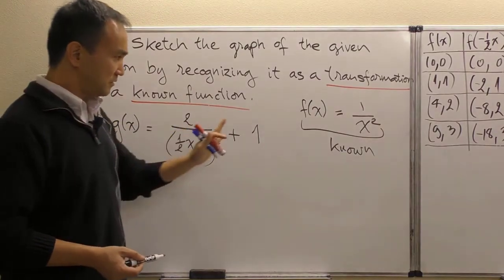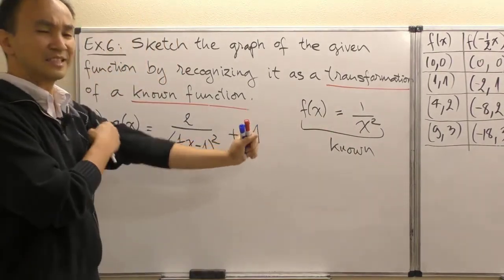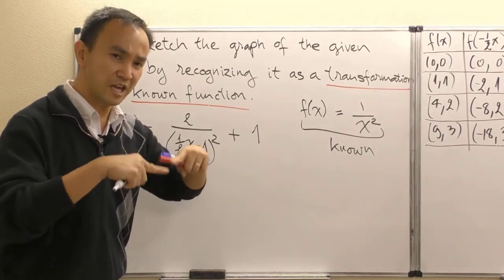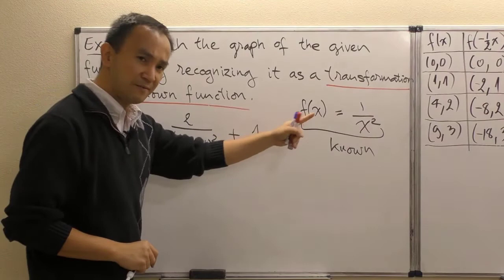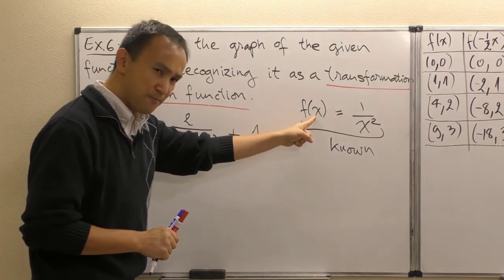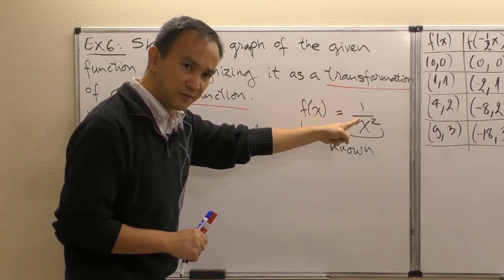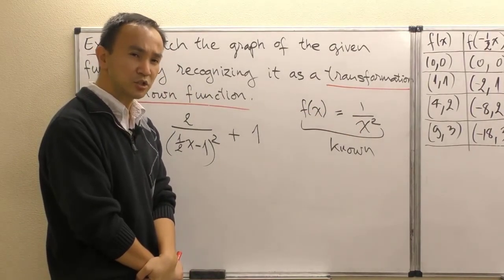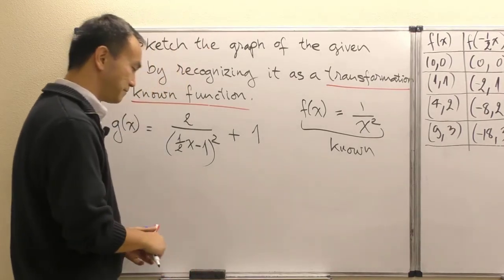Okay, now putting the two functions here side by side, and I highly recommend anytime we're doing this, think about working from the inside out. Okay, the rule for f simply says for every input, on any input, we take 1 divided by the square of the input.